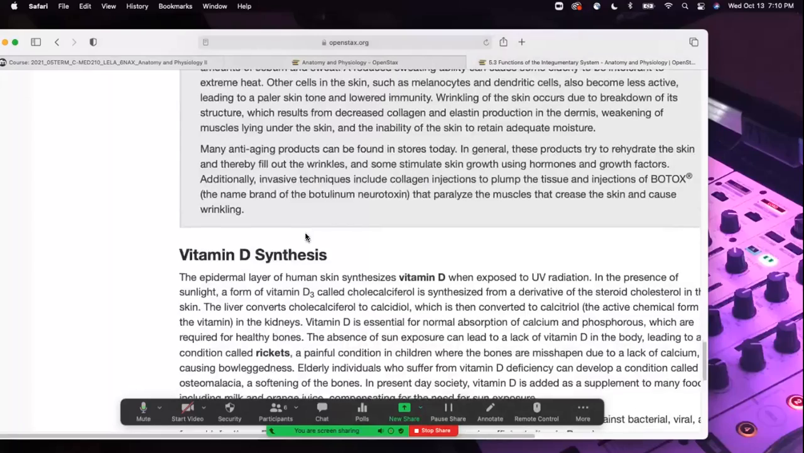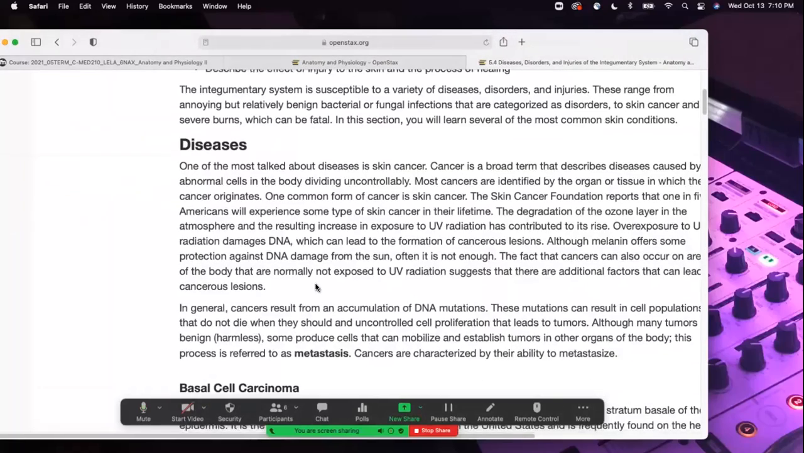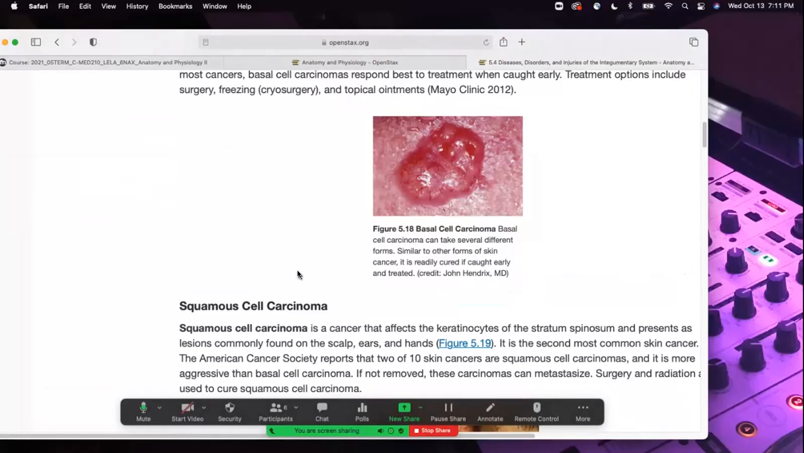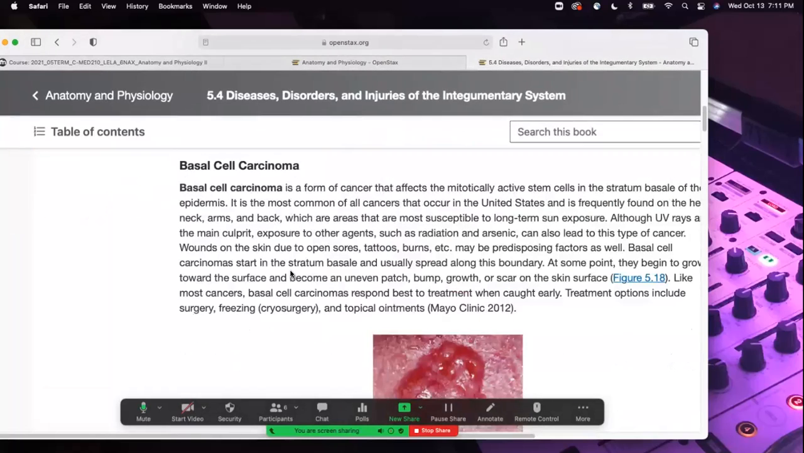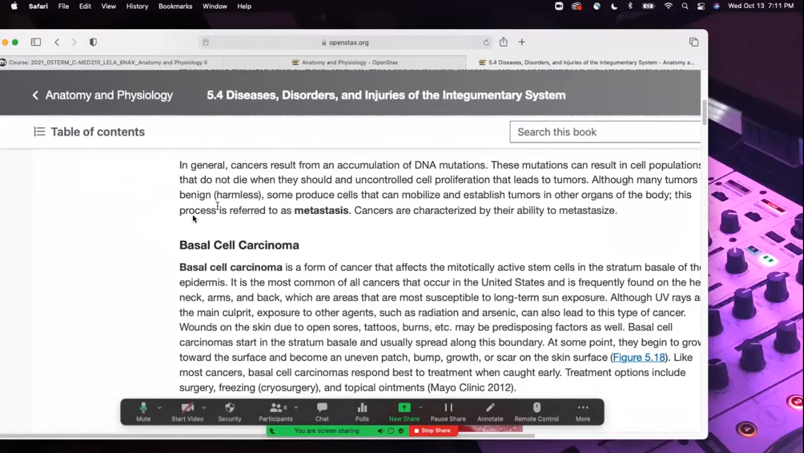Let's see, what else? Vitamin D synthesis, we already talked about that. Okay, now they're getting into diseases, which we're not going to get into. But a lot of it has to do with exposure. And the number two thing, if you're taking any exam and they mention smoking, it causes cancer, right? How about liver cancer? Smoking. How about eye cancer? Smoking. How about hair cancer? Smoking, right? And cancer of the skin is no exception.